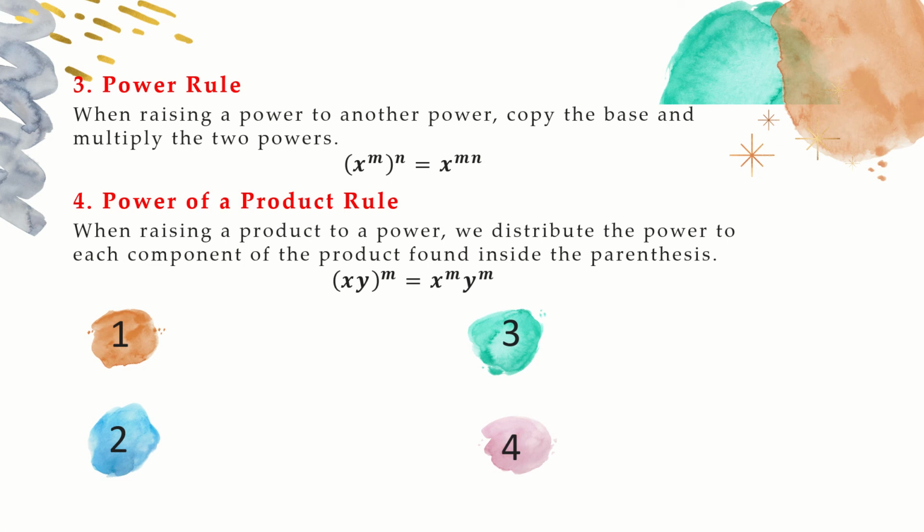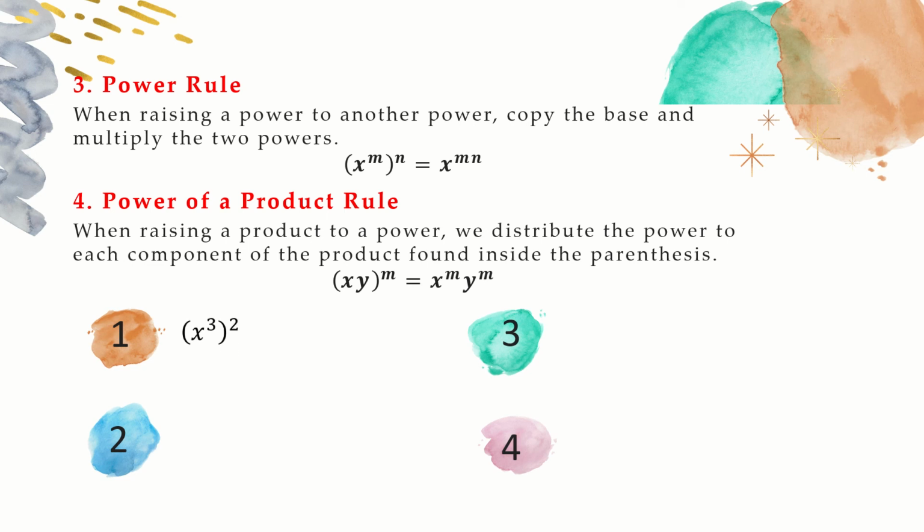Then the fourth rule is the power of a product. When raising a product to a power, we distribute the power to each component of the product found inside the parentheses. This means, when raising a product, x and y inside the parentheses are side by side, so they are multiplied: x times y. If we raise the product xy to a power m, where m represents the power or exponent, what do we do? We distribute the exponent to each component of the product. The components are x and y found inside the parentheses. So the exponent m is distributed to x and to y: x exponent m, y exponent m. Each is given the exponent.